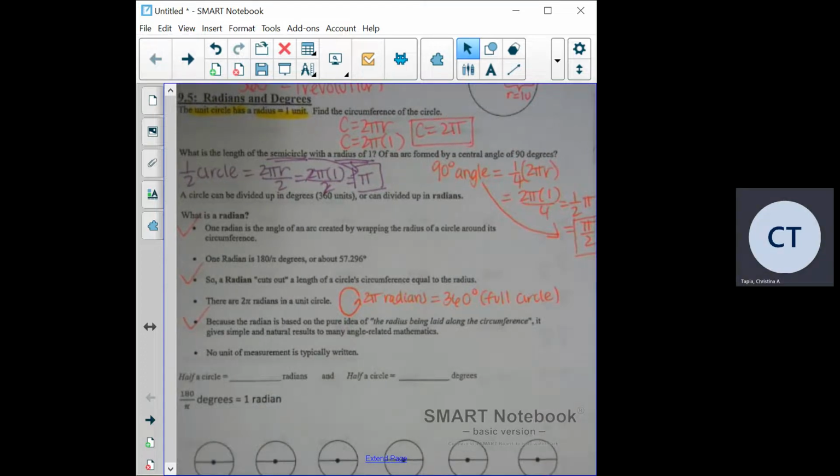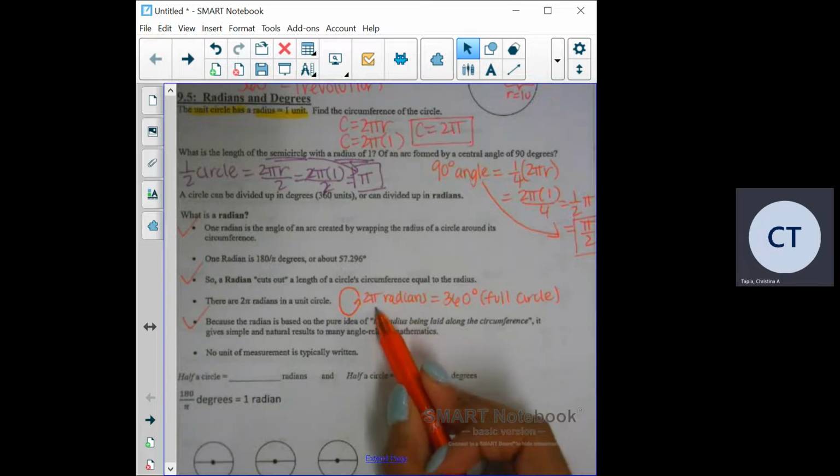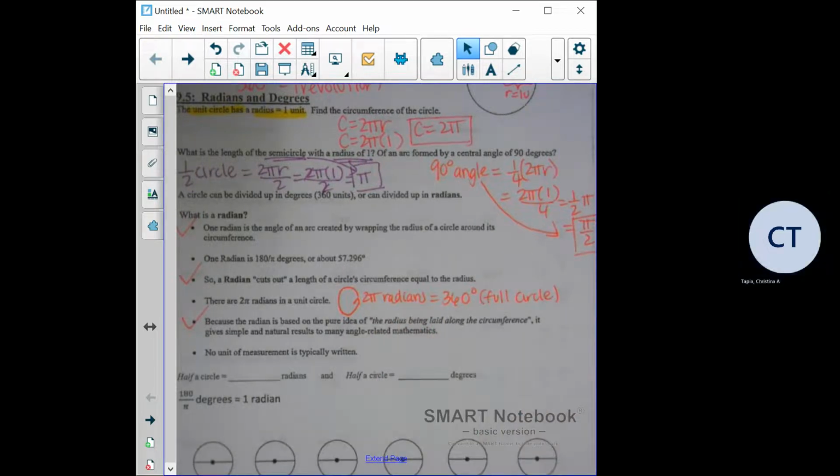And the last part is no unit of measurement is typically written. So you know how for degrees, we put the little degree symbol. For inches, we put IN. For radians, you really don't need to write radians. But for now, I'm going to do it just so you understand pi represents the radians.